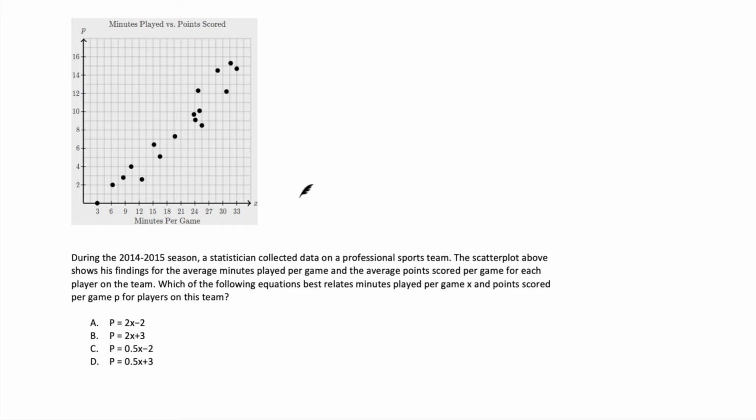Another interesting question. During the 2014 and 15 season, a statistician collected data on a professional sports team. The scatter plot above shows his findings for the average minutes played per game and the average points scored per game for each player on the team. Which of the following equations best relates minutes played per game X and points scored per game P for players on this team?